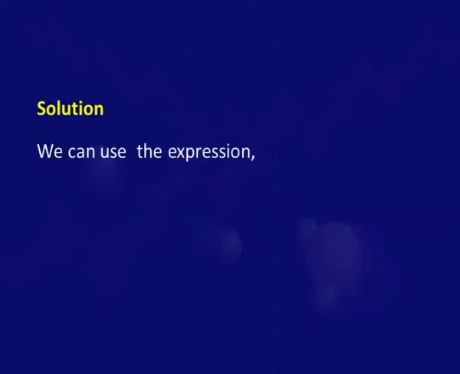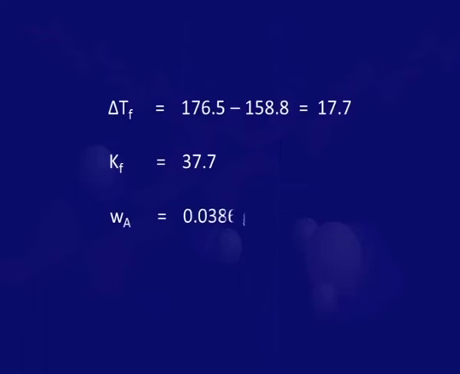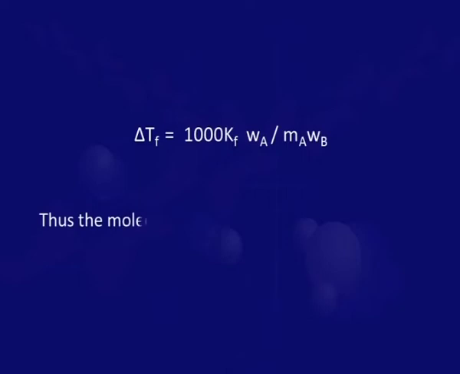We can use the expression ΔTf = 1000 Kf Wa / (Ma Wb). Here ΔTf will be equal to 176.5 minus 158.8, which is equal to 17.7. Kf is given as 37.7, Wa equal to 0.0386 grams and Wb, which is the weight of solvent, is equal to 0.522 grams. By substituting all these values in this equation, we will get Ma, that is the molecular mass of the solute, equal to 157 grams per mole.